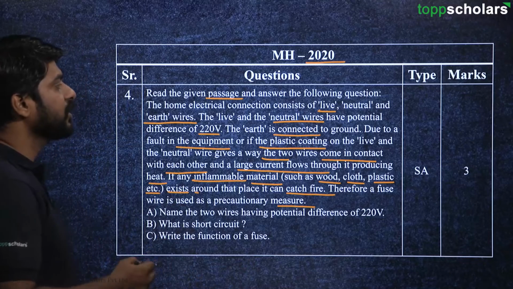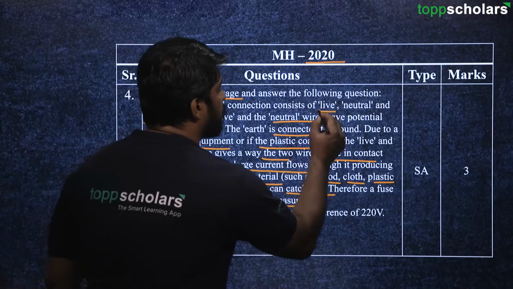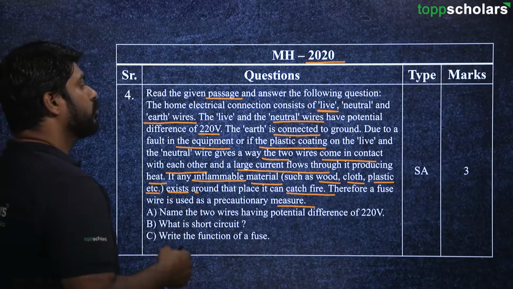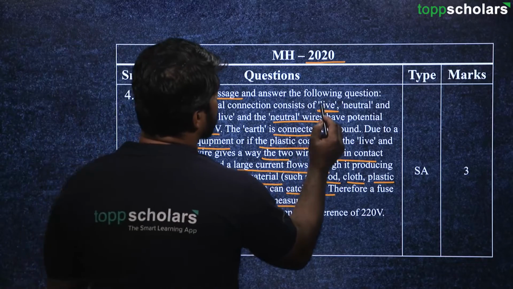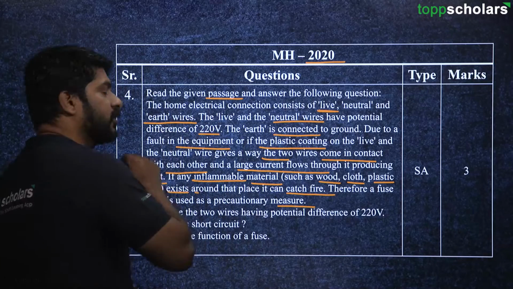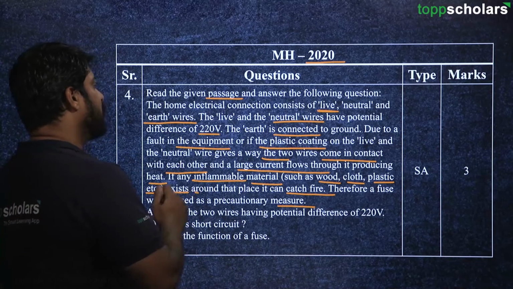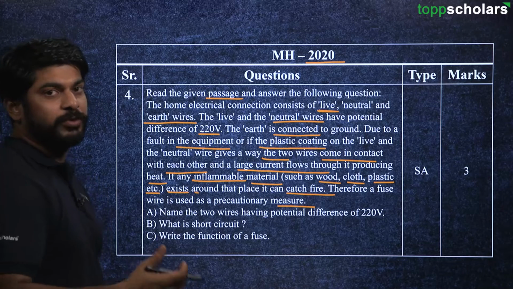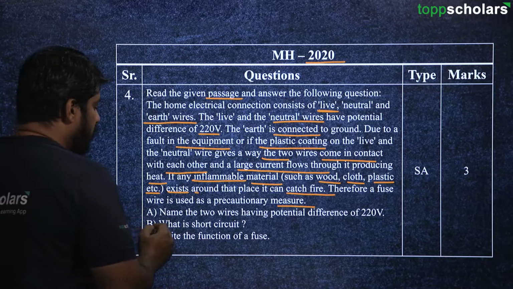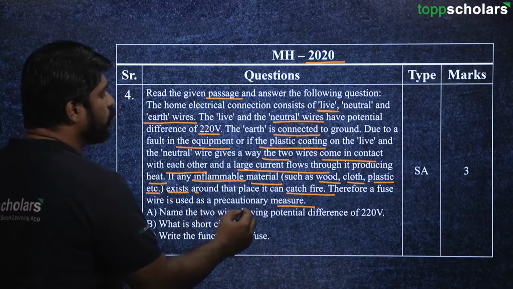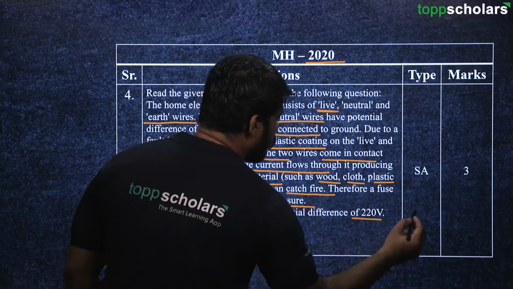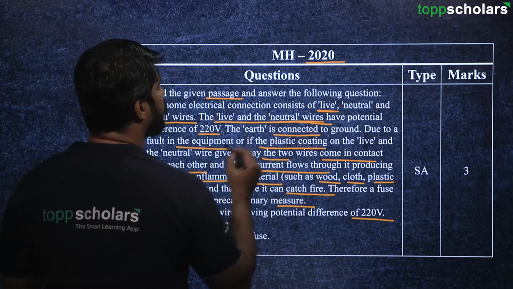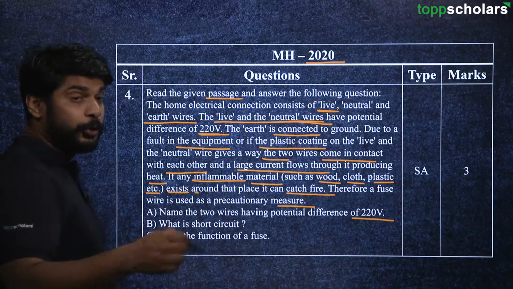Basically here we are talking about the electrical connections in our households. Generally we have these 3 wires, live, neutral and earth, that we receive from the electricity board of that particular state or country. Now the question here is, name the two wires having a potential difference of 220 volt. It is given here that the live and neutral wires have a potential difference of 220 volt.